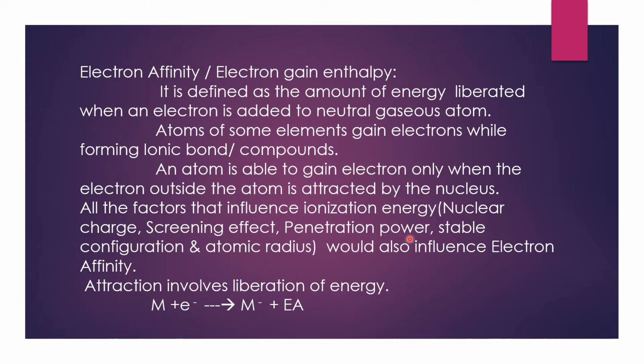The next is stable configuration. So atoms with stable configuration will have more energy, meaning they are not ready to react. So atoms of stable configuration will have higher electron affinity. The next is atomic radius. The more the atomic radius, the less is the electron gain enthalpy.